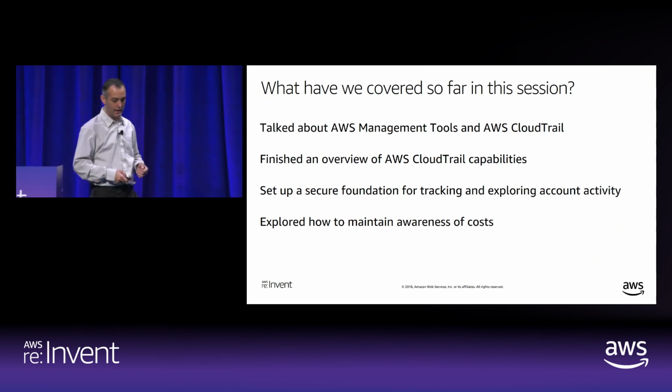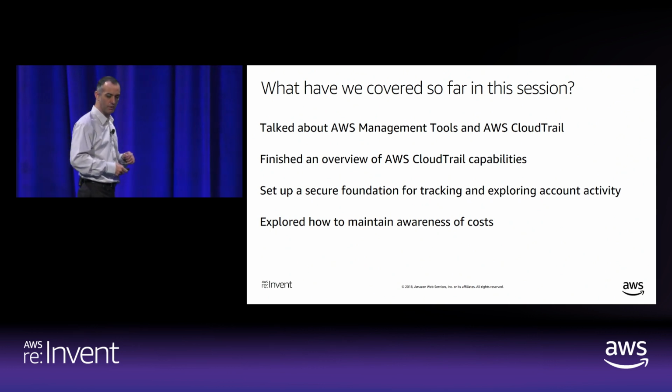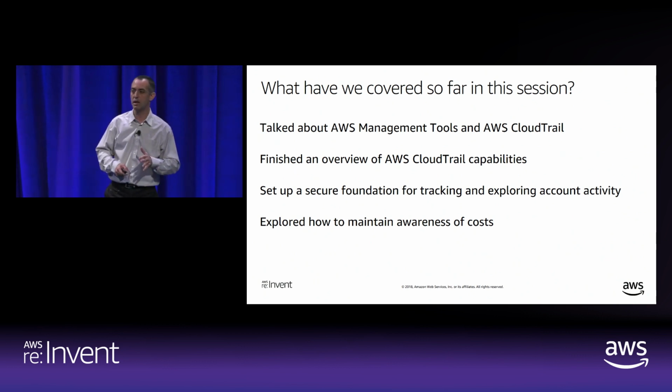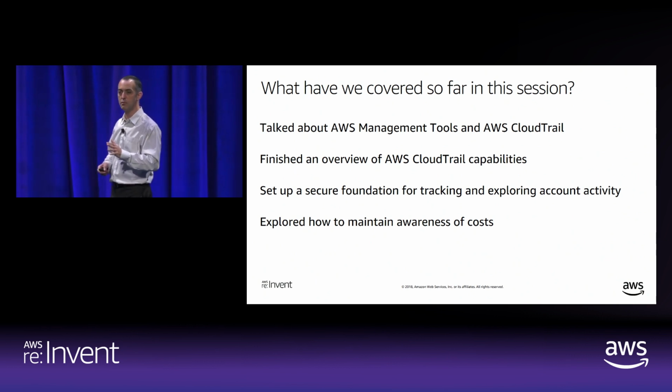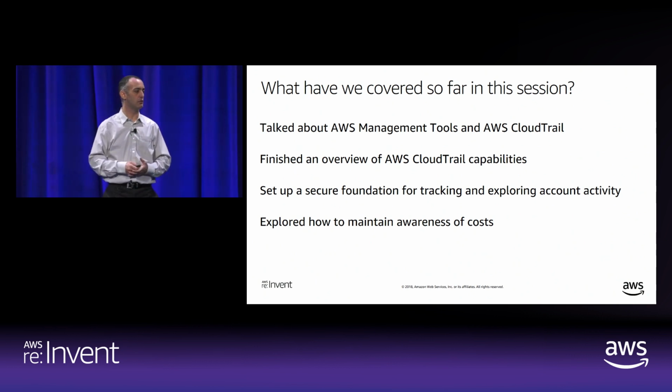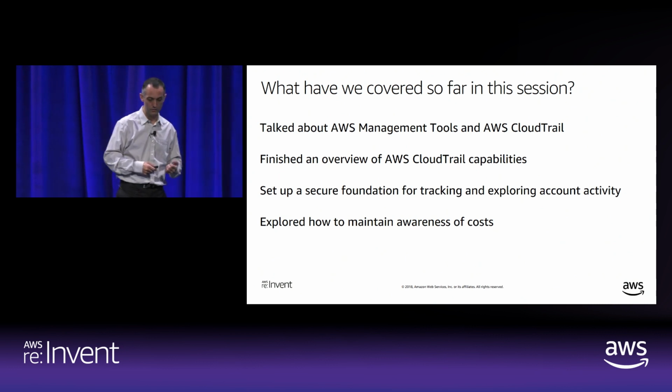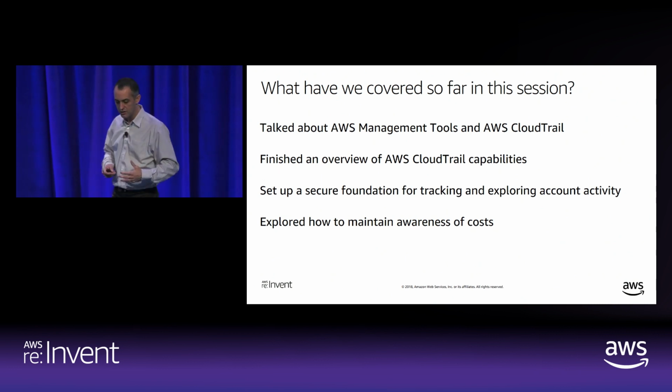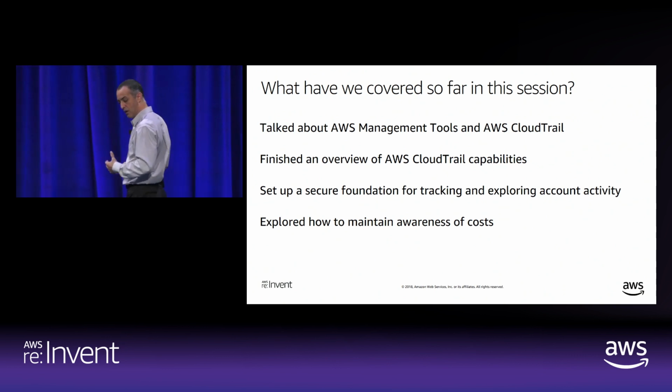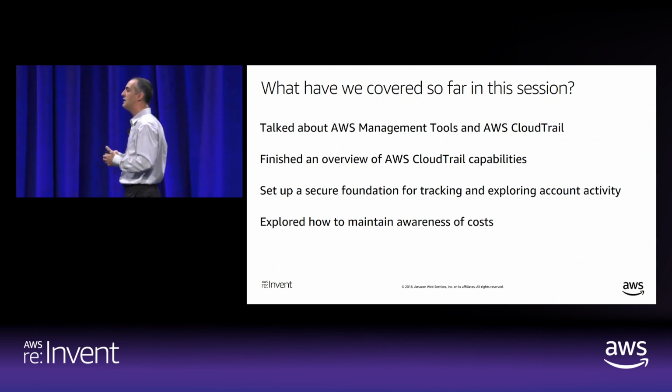So we are about halfway through. Let's take a quick break and just rehash what we've talked about. We looked at management tools all up. We looked at all the different services briefly that are in that space. We looked at CloudTrail, what it is. We looked at some foundational information about CloudTrail and the kinds of things it can do. We set up a secure foundation for tracking and exploring activity. And we also explored how to maintain awareness of costs.